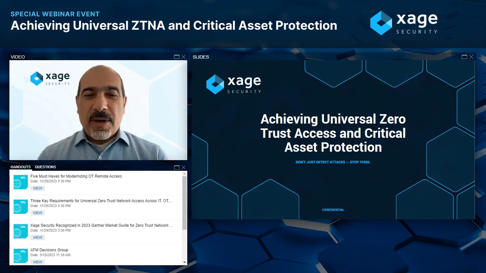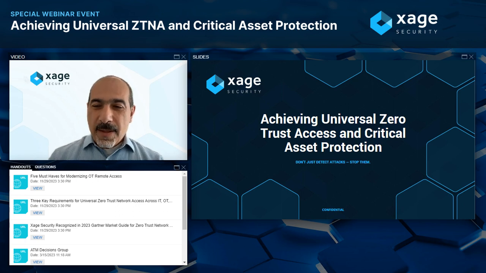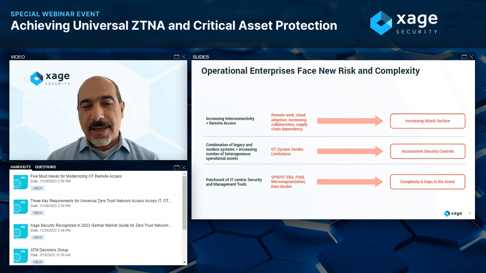So today we'll talk about how to achieve universal zero trust access and critical asset protection at the same time. Basically, how to achieve access and protect your assets. Today's operational enterprises are really facing a number of risks and complexities. Over the last 15 years or so, I've witnessed this myself working in a company called ABB, where we connected many of the systems and applications across the operational environments.